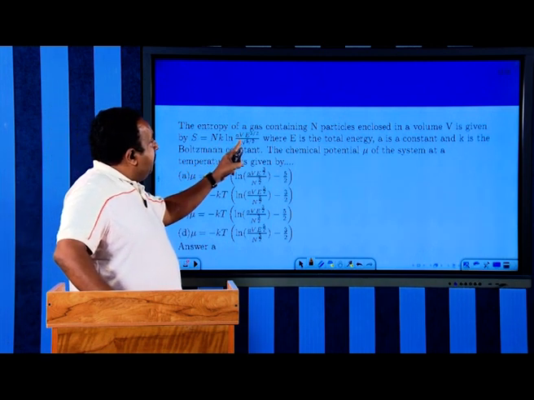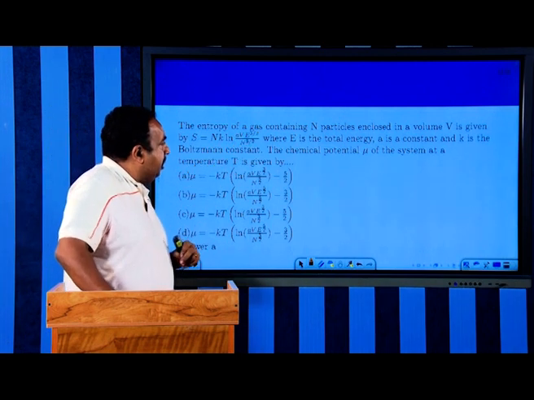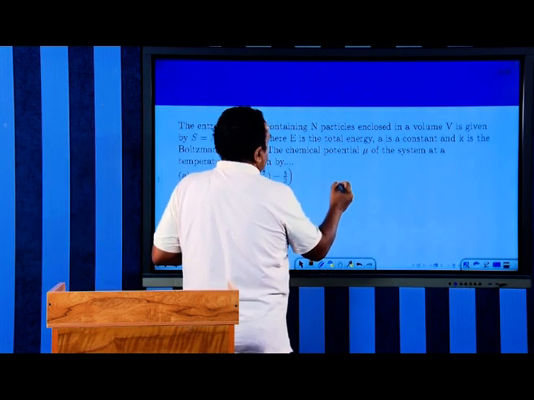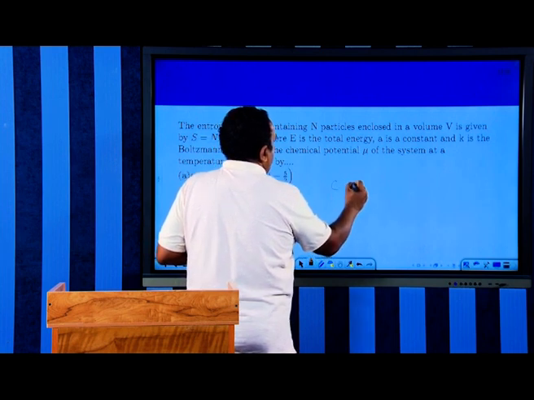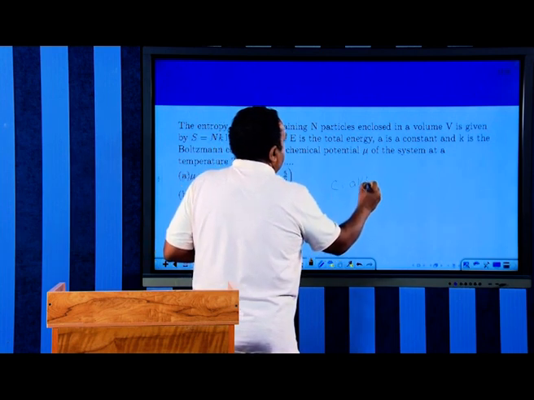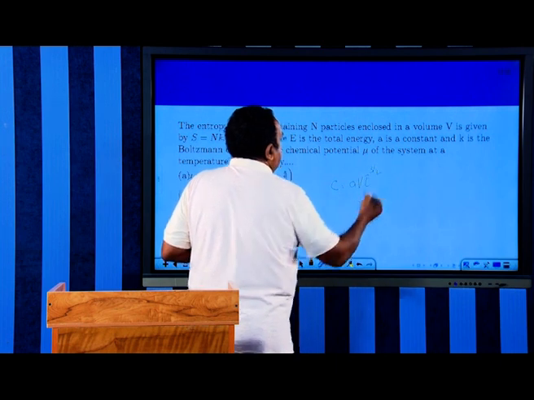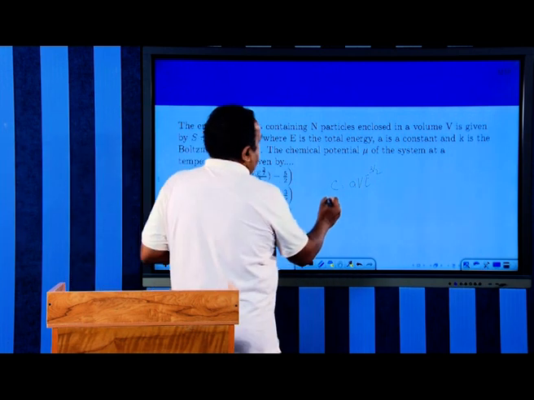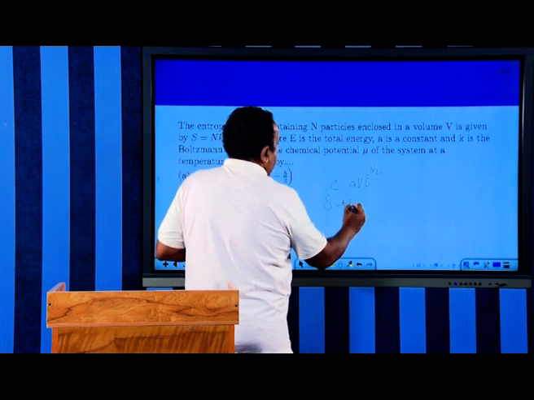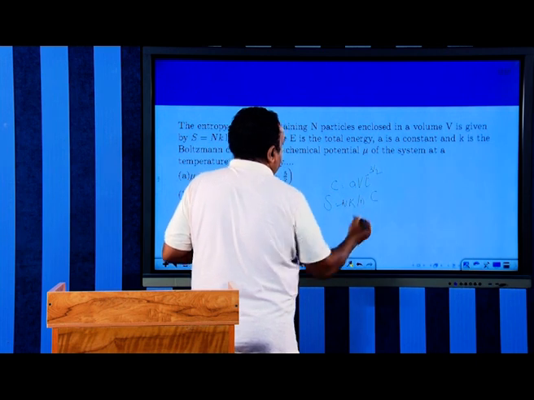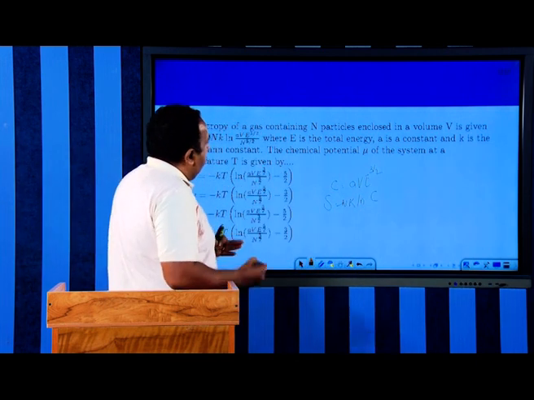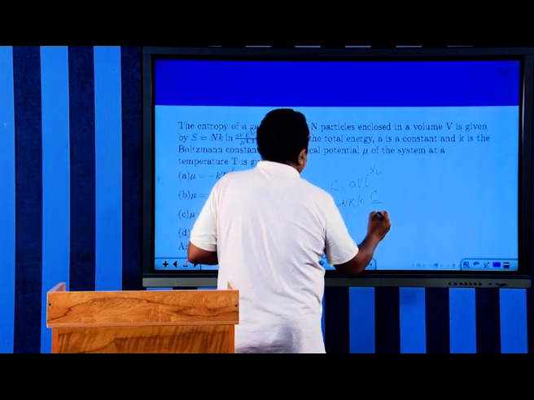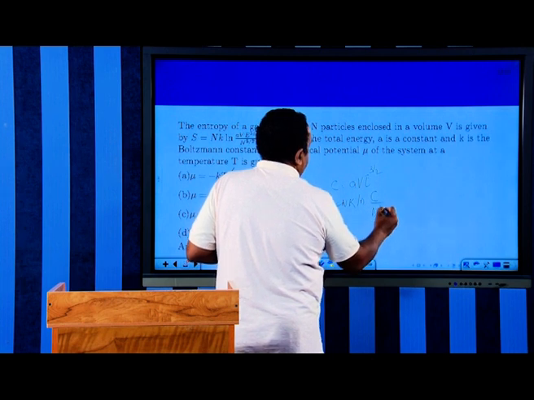I will put C equal to A V E raised to 3 by 2. Now my S becomes n k log of C divided by n raised to 5 by 2, because I am taking a partial derivative, so A, V and E are constants.